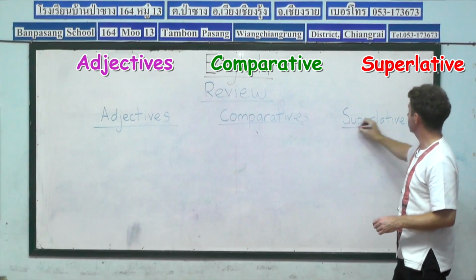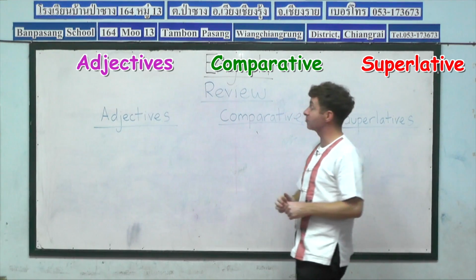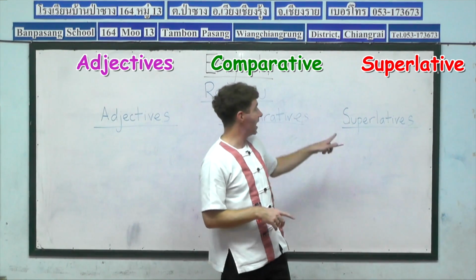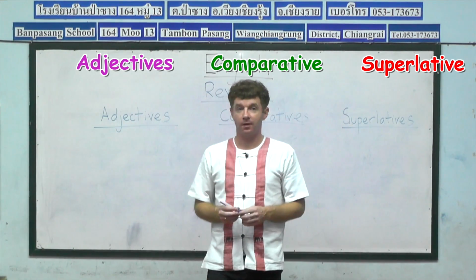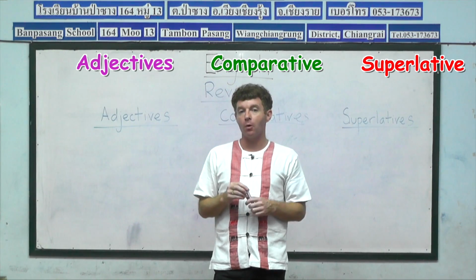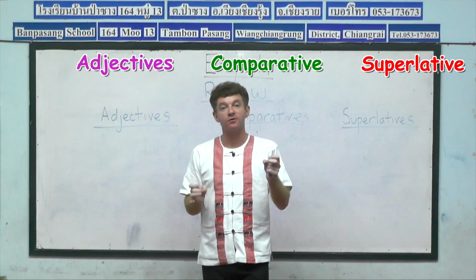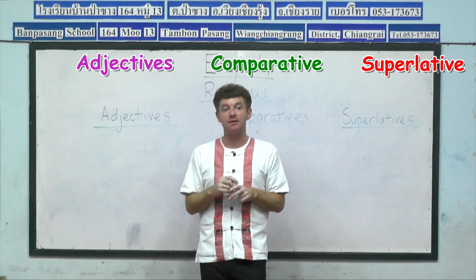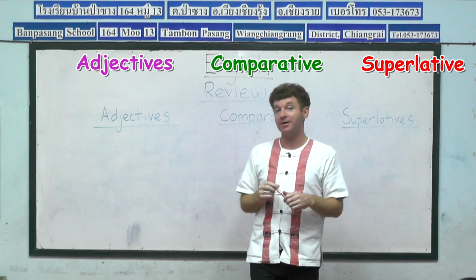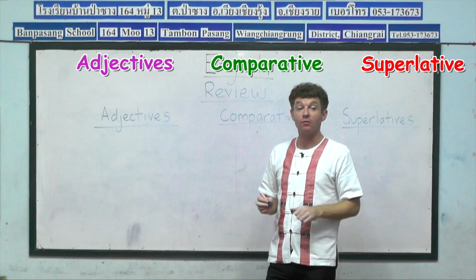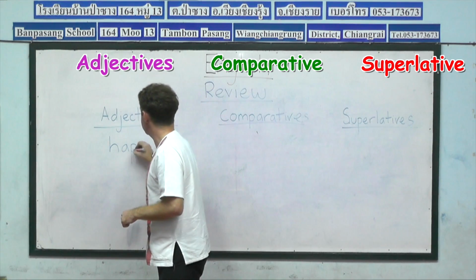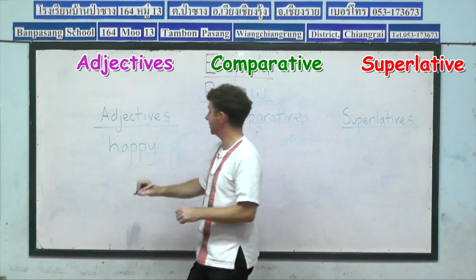And then S again. Excellent, guys. So our three groups of words we're looking at: adjectives, comparatives, and superlatives. So to begin, what we're going to do is we're going to write some adjectives on the board, and then we're going to see if our students can remember the different ways to change the adjectives into comparative and superlative form. Okay? So let's see. First of all, we need an adjective. How about A, P, P, Y?